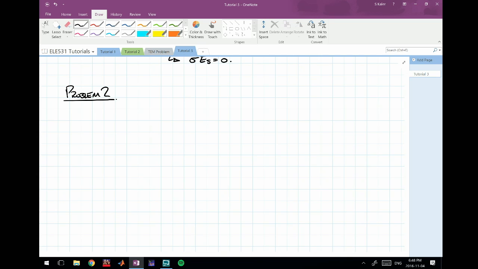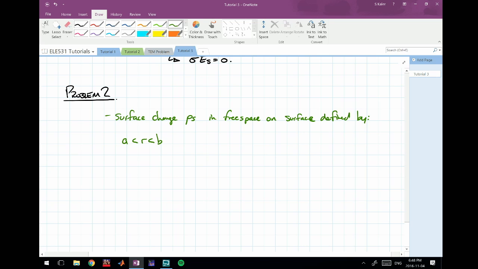So here it says we have a surface charge. I'll write this in green because I've been doing that the entire time. Surface charge rho s in free space on the surface defined by R between A and B, theta equals beta, beta is less than pi over 3, and phi is between 0 and 2 pi.